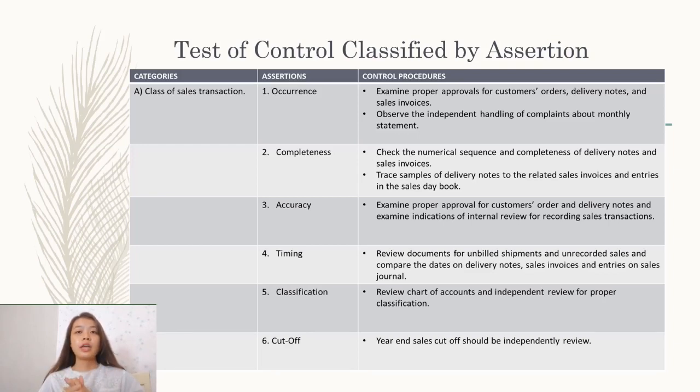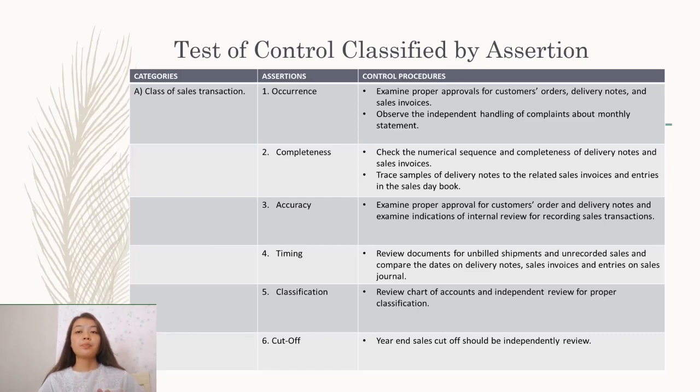Okay, let's look at the sales transaction. The first assertion is occurrence. The procedure is to examine a proper approval for customer order, delivery note, and sales invoice, and to observe the independent handling of complaints about monthly statements of the company. The second one is completeness. Completeness is to check the numerical sequence and completeness of the delivery note and sales invoice, and to trace the delivery note to the related sales invoice and entries in the sales day book. The third one is accuracy.